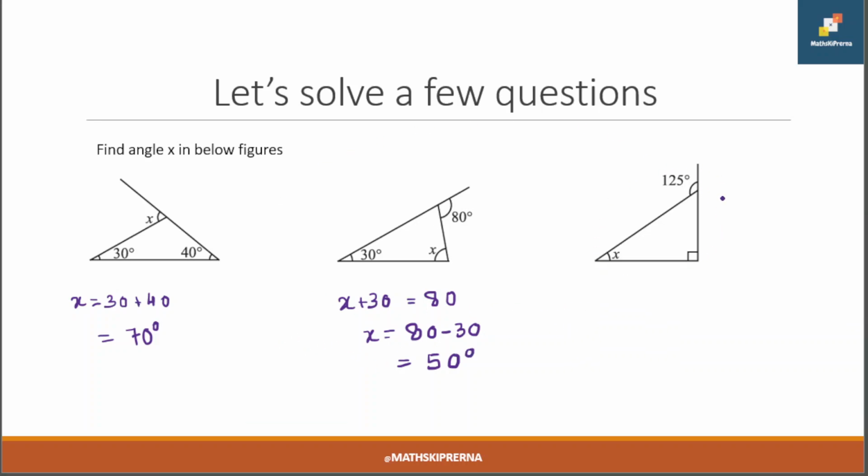And in the third figure, the exterior angle is 125, the interior angle is x, and this is a 90-degree angle. It's a right angle triangle. So we will write x plus 90 is equal to 125. That gives us 125 minus 90, and that's nothing but 35 degrees. So through the exterior angle property, we have found the solution for all the x's here.